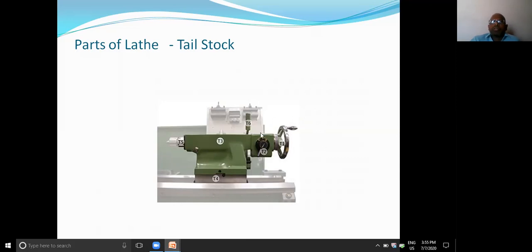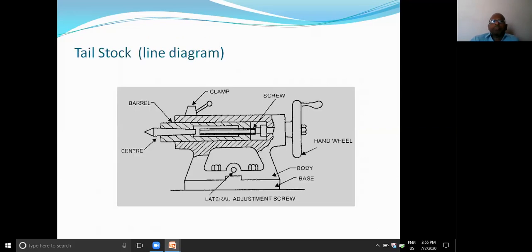So this particular tailstock carries a dead center. The movement of that dead center is controlled with the help of this hand wheel. So this is the line diagram of a tailstock.